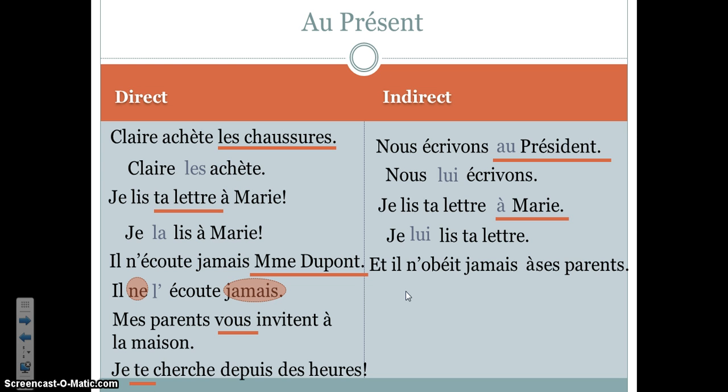So we could replace this by saying I'm reading the letter to her. And notice that Marie is replaced with lui. There's no distinction between gender with lui.